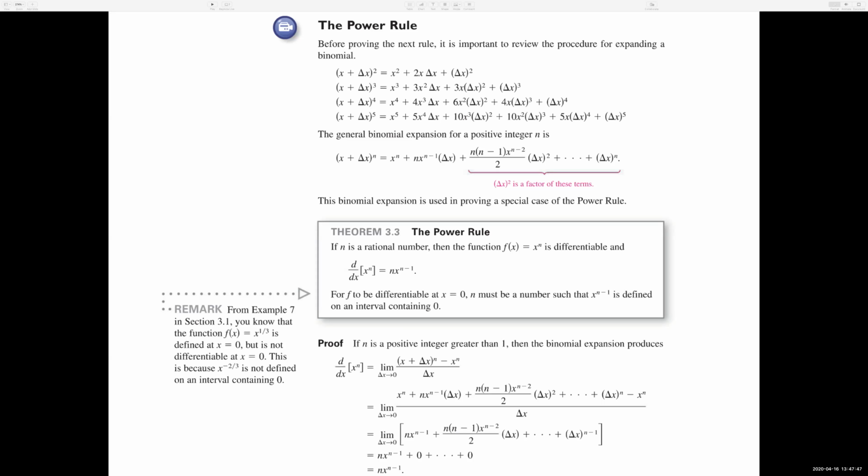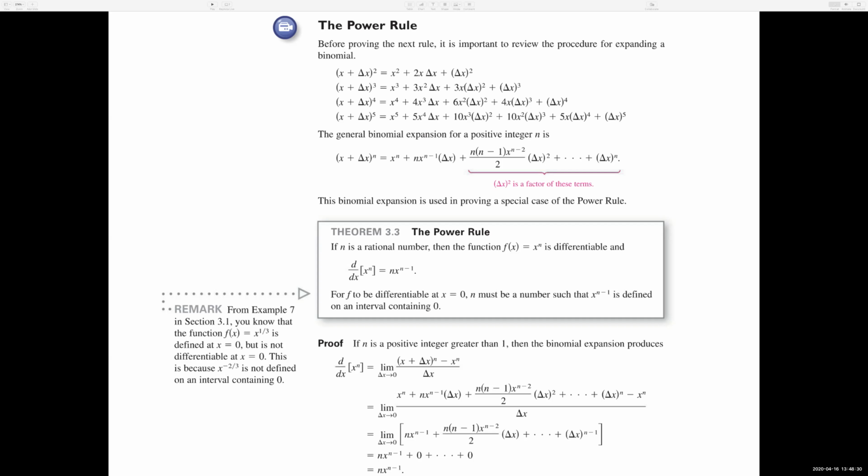And the next rule is the power rule. The power rule says if n is a rational number, then the power function x to the n is differentiable, and the derivative of x to the n equals n times x to the n minus 1. Another way to visualize this rule is, if you want to take the derivative of x to the n when n is rational, then you just move the power n to the front of x, and then you subtract 1 from the power, you get n minus 1.